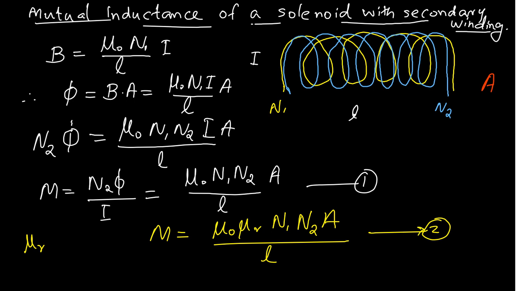These are the two equations for mutual inductance of a solenoid with the secondary winding. In the first equation, the core of the coil contains air only, and in the second equation, the core of the solenoid contains a magnetic material of relative permeability mu R.